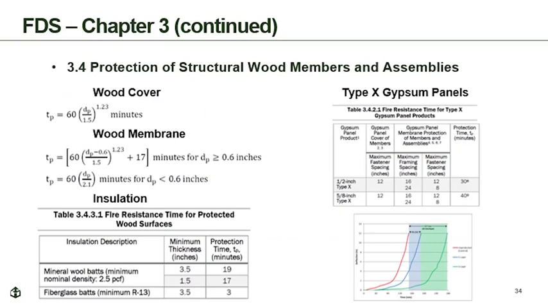Section 3.4 of the FDS contains new provisions for determining the protection time provided by multiple forms of protection. Recognized forms of protection include additional wood cover, Type X gypsum panel products, specified types of insulation, and various combinations of these. The methodology and empirical basis for these provisions are the same as those that were used to justify the non-combustible protection provisions required for Types 4A, 4B, and 4C construction in the IBC.